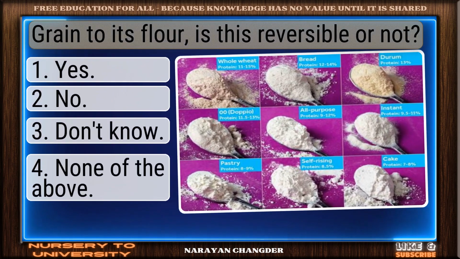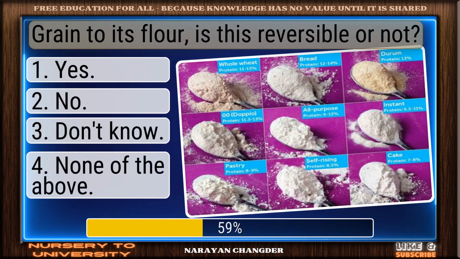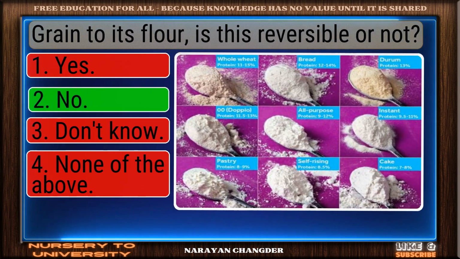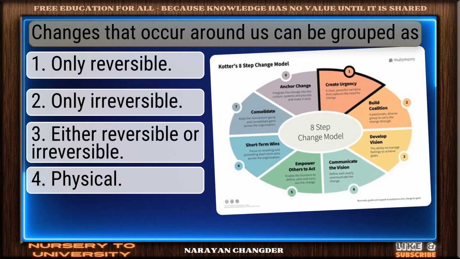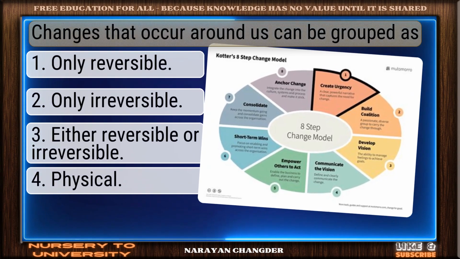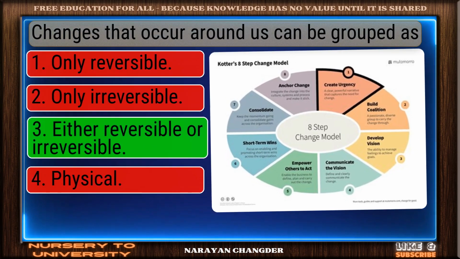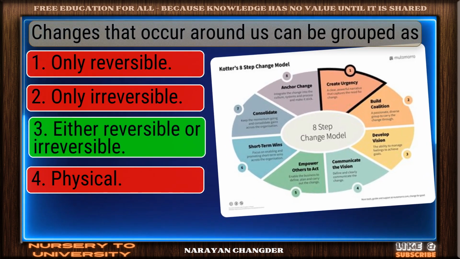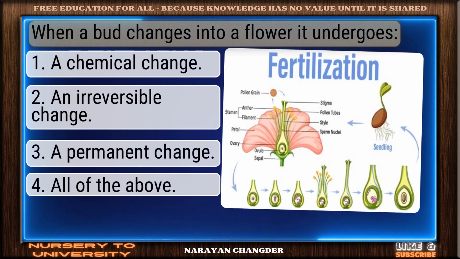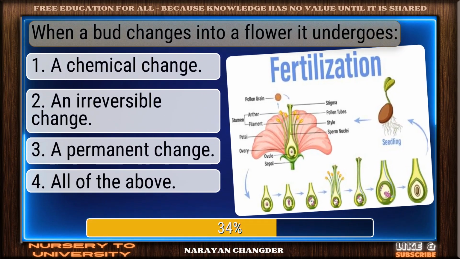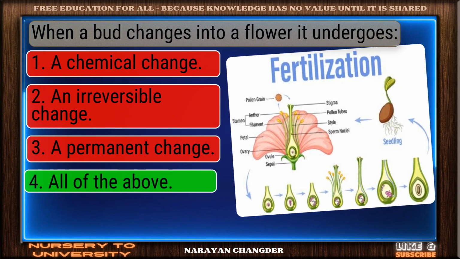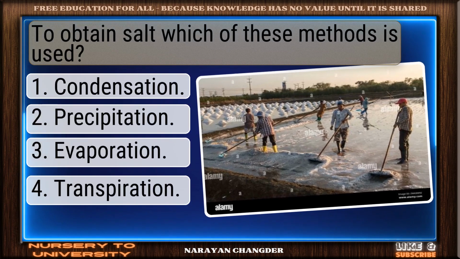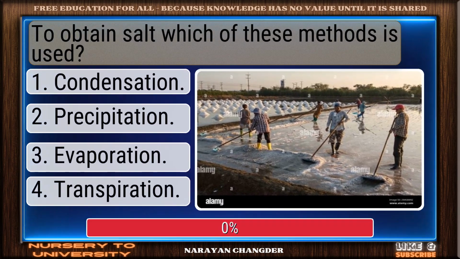Grain to its flour, is this reversible or not? Clear logic. Your choice? No is sound and 100% true. Changes that occur around us can be grouped as right choice. Either reversible or irreversible is the best answer. When a bud changes into a flower, it undergoes well reasoned. All of the above is the correct choice. To obtain salt, which of these methods is used?